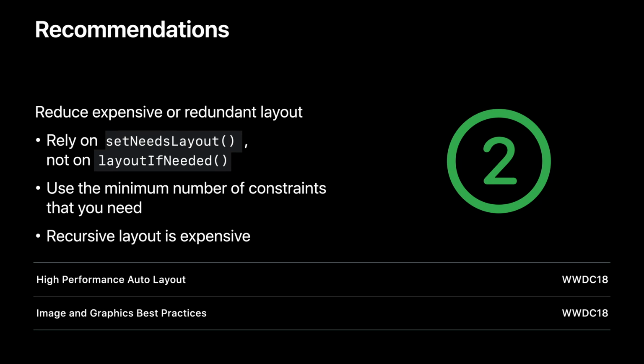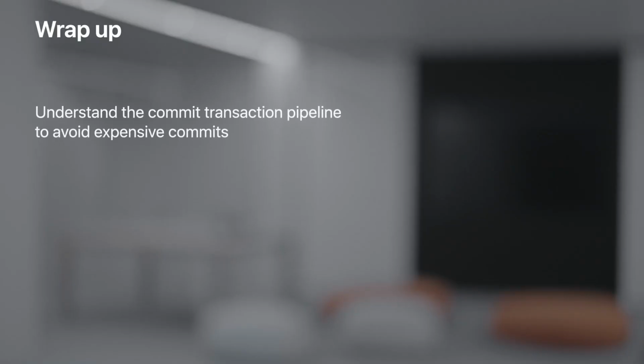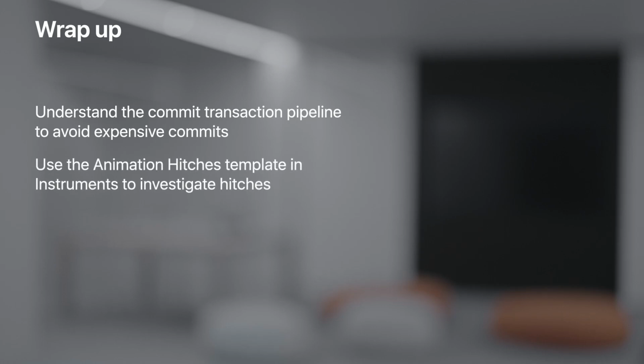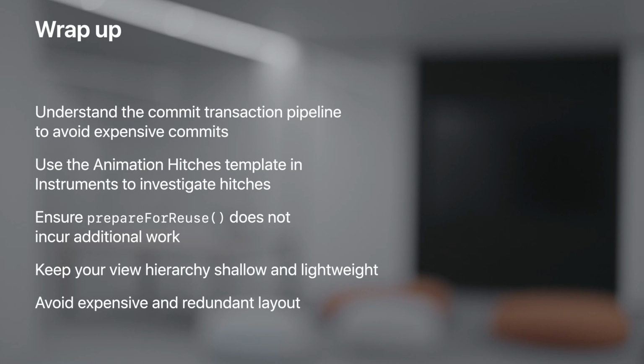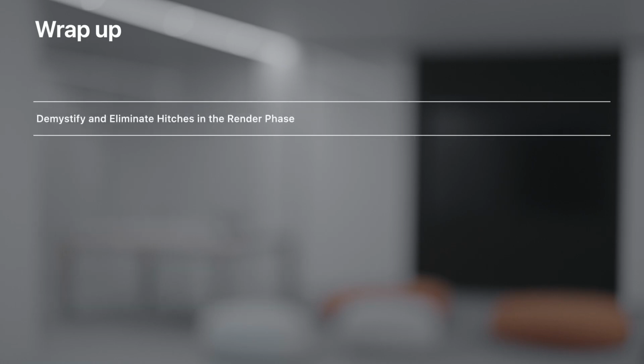I recommend you watch the two WWDC talks mentioned below to learn more details about performant layout and image and graphics best practices. Now that you understand the commit transaction pipeline, you can avoid expensive commits. You can use the new Animation Hitches template in Instruments to detect and investigate hitches. You've learned some strategies for preventing commit hitches, such as ensure prepareForReuse does not incur additional work, keep your view hierarchy shallow and lightweight, and avoid expensive and redundant layout. Also, be sure to learn about the next phase of the render loop in the video Demystify and Eliminate Hitches in the Render Phase. Thank you.